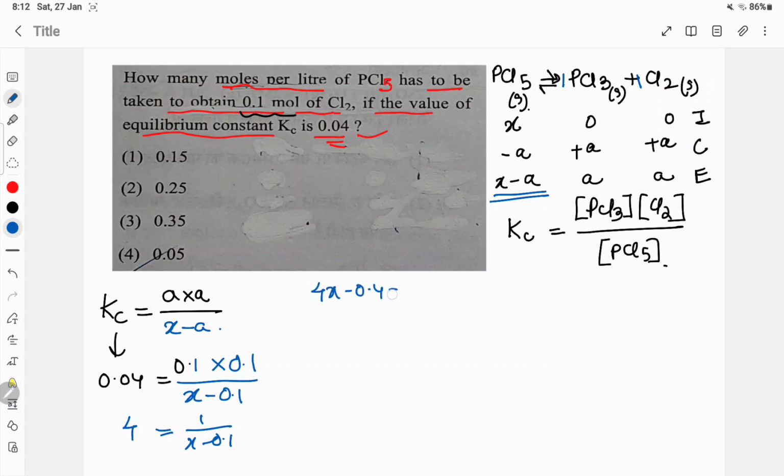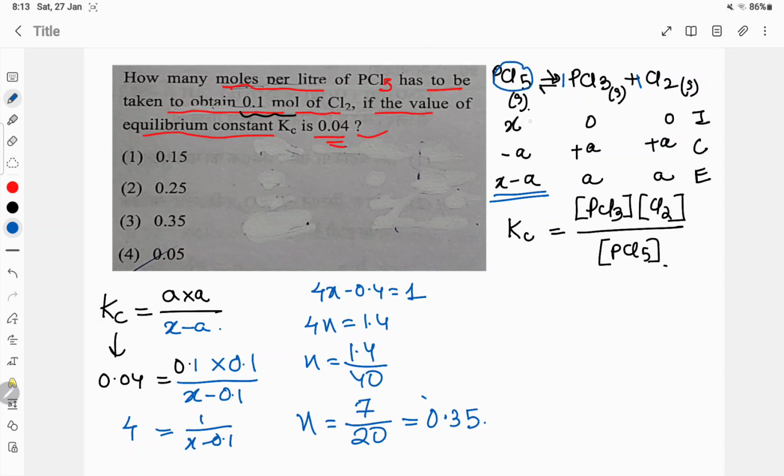4X minus 0.4 is equal to 1, so 4X is equal to 1.4. X is equal to 1.4 by 4, which is 7 by 20. After calculation, 7 by 20 is 35 by 100, which is 0.35. So the number of moles of PCl5 required is X, which is obtained as 0.35. So the correct answer is 3.